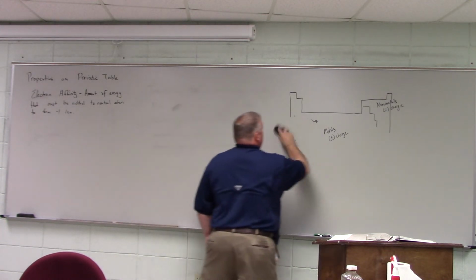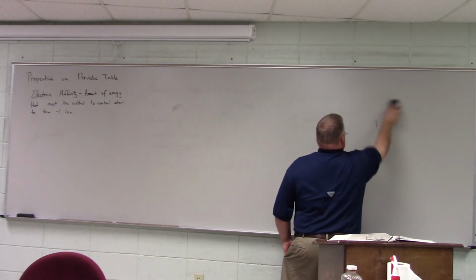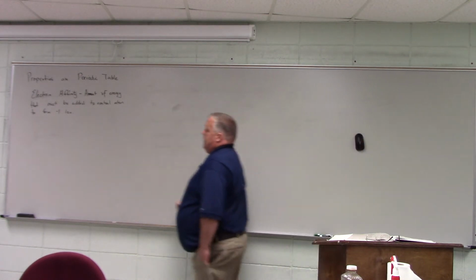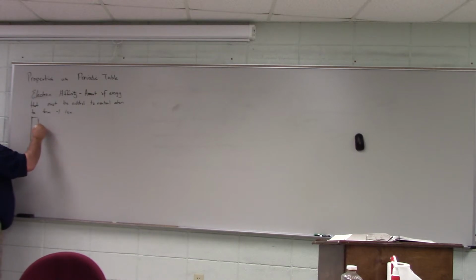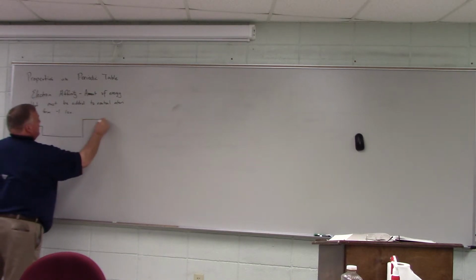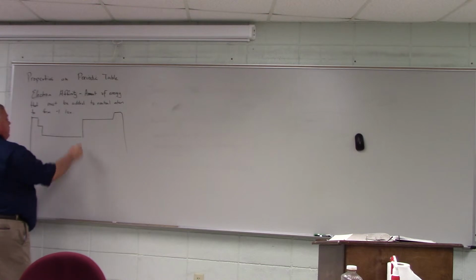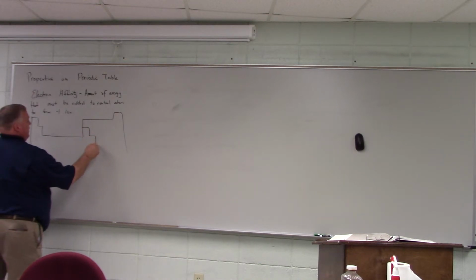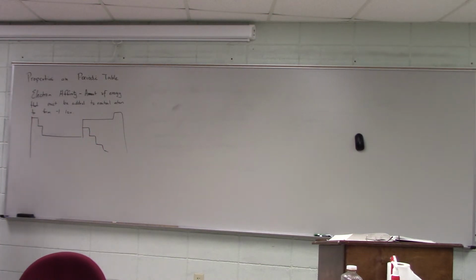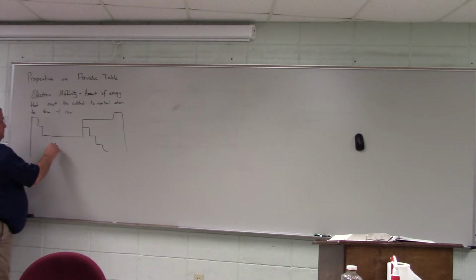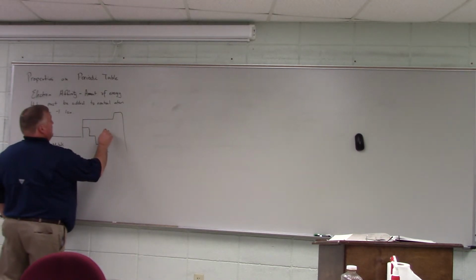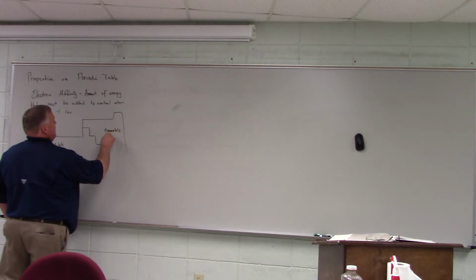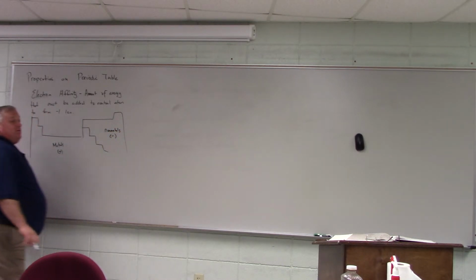Okay, and I'm going to put another one on the other side. Okay, so if we have our generic periodic table, okay, remember we have the stair step here. Metals are on this side. And remember, metals want to form a positive charge. Non-metals are over here, and they want to form a negative charged ion.